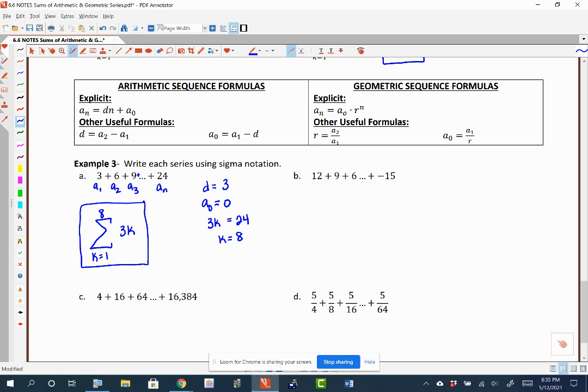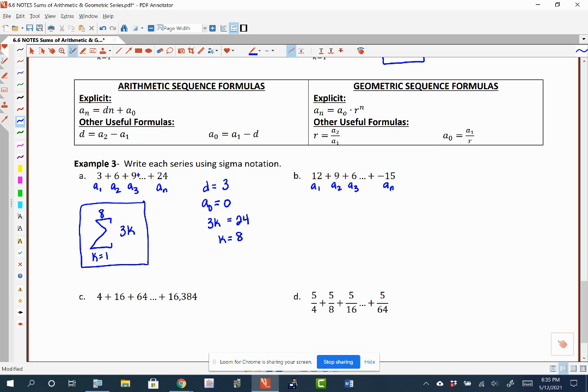Let's try it again on B. So again, this is my first term, my second term, my third term, and I just don't know that last term. So what's my pattern? It looks like it's decreasing from 12 to 9.